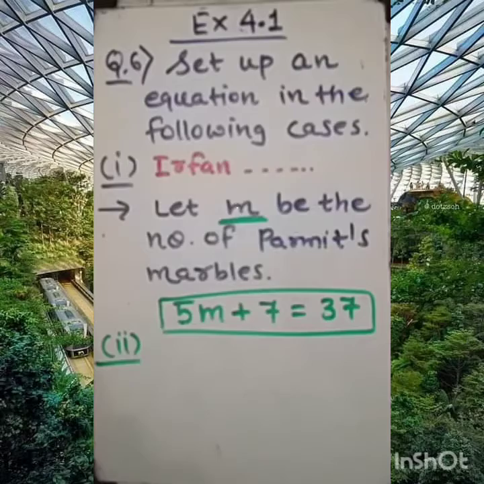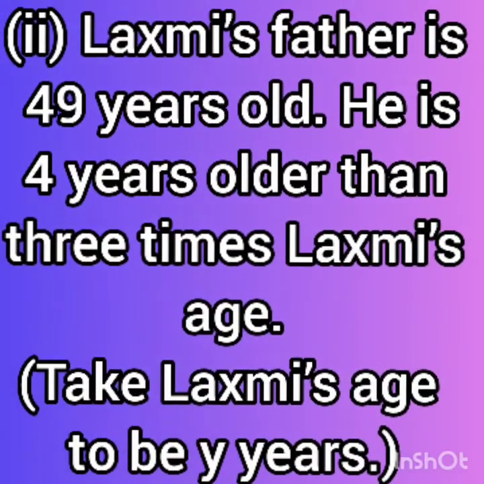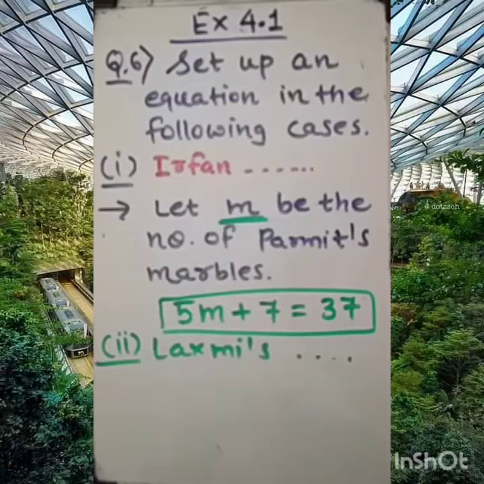What we are given in the second, let me read it and let's try to write it in statement form. Lakshmi's father is 49 years old. He is 4 years older than 3 times Lakshmi's age. Take Lakshmi's age to be y years. In the question we need to take Lakshmi's age as y years.